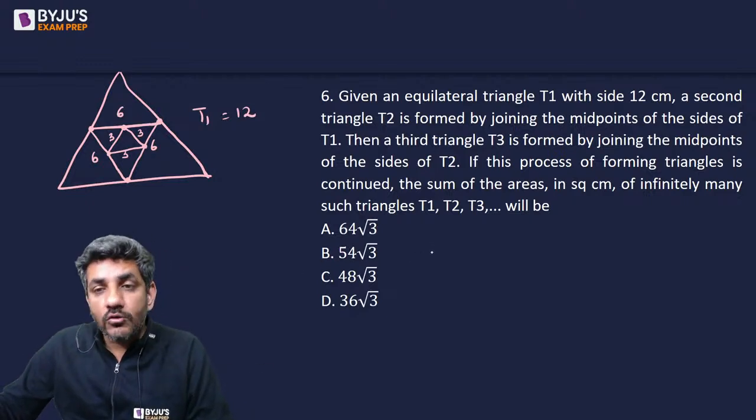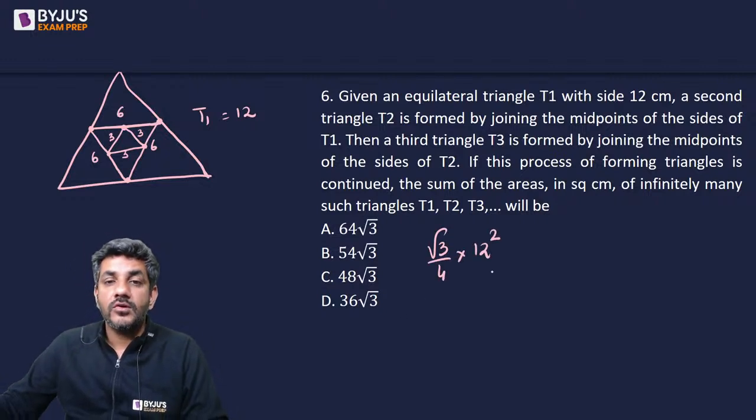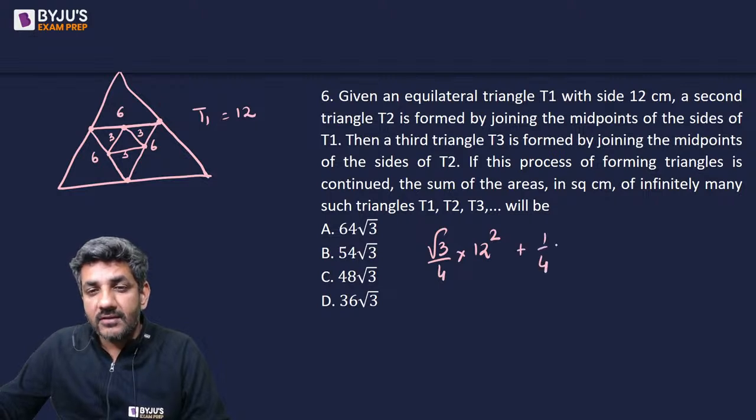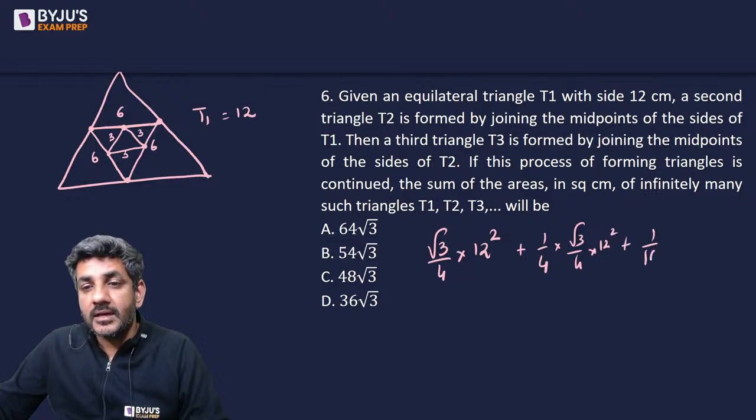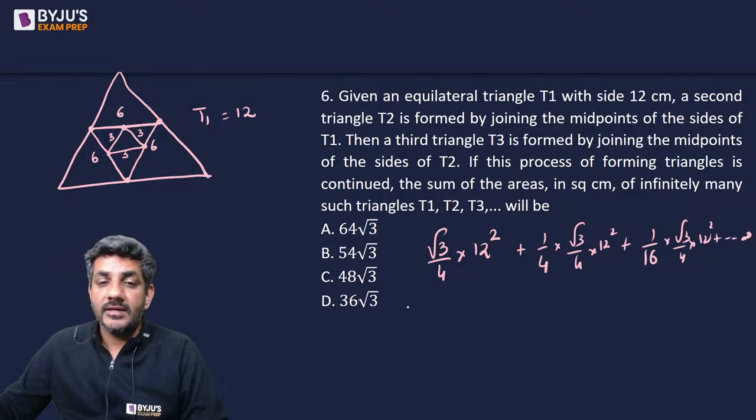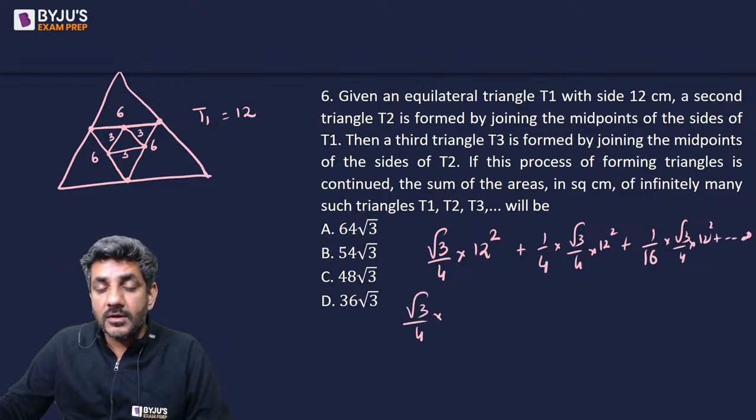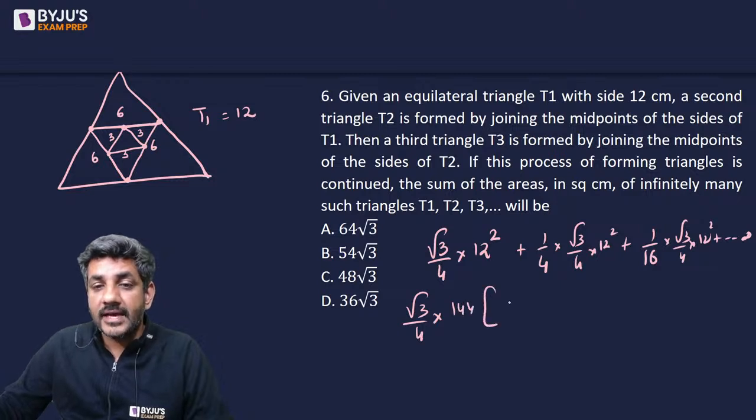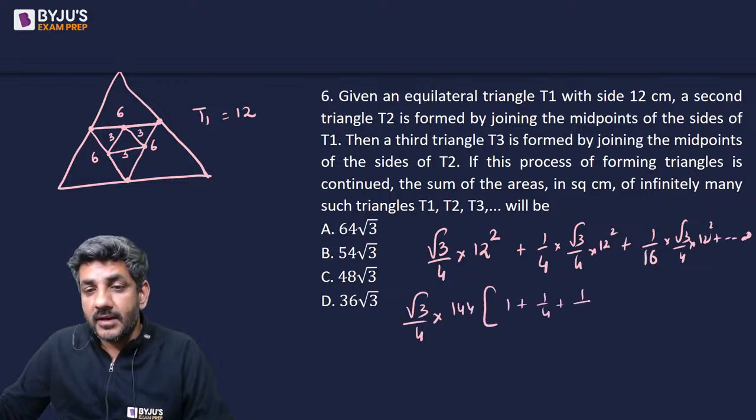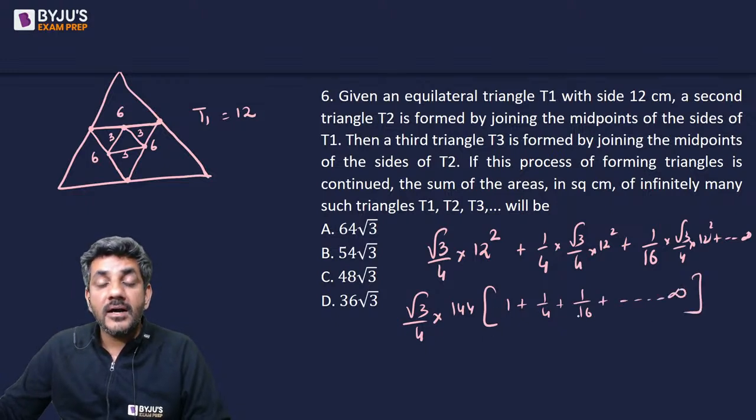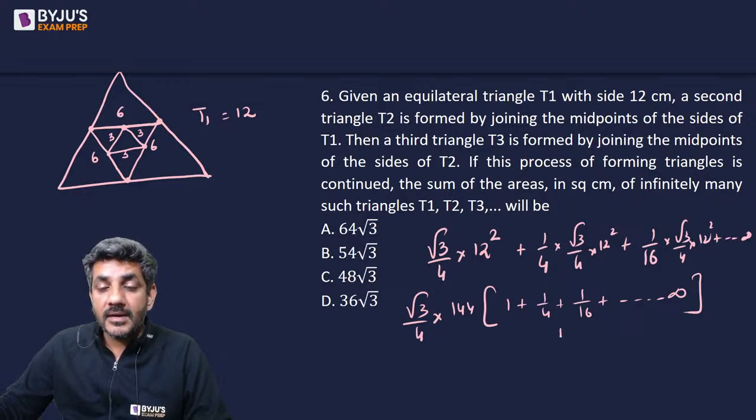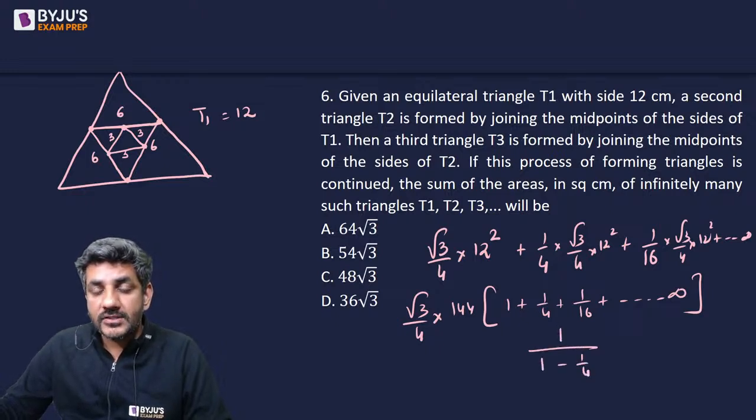So area of the outermost triangle is root 3 by 4 a square, that is root 3 by 4 12 square. The area of next triangle would be 1 by 4 times of it. The area of next triangle would be another 1 by 4 times of it, and that ways it will keep on going up to infinity. From all of them, I can take common root 3 by 4 into 144. Inside I have 1 plus 1 by 4 plus 1 by 16 up to infinity. तो ये हो गया आपका a upon 1 minus r. A upon 1 minus r is 1 upon 1 minus 1 by 4.